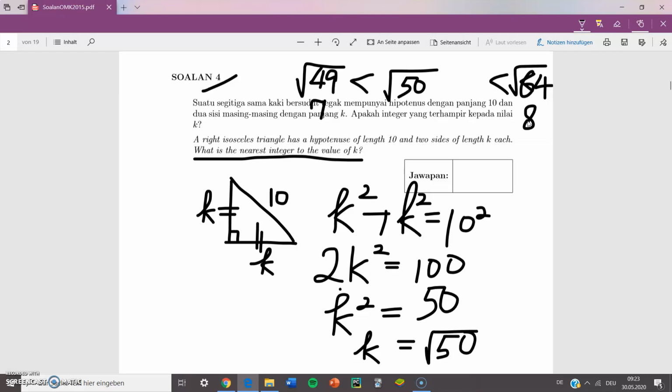So I would like to introduce the middle line over here. So 7 and 8, the middle line will be 7.5. So when we square 7.5, it's around 56, to be exact, 56.25. So we can see that this 50 is smaller than 56.25, so it is closer to 7 than it is to 8. So the nearest integer to the value of k would be 7. So here we have problem solved.